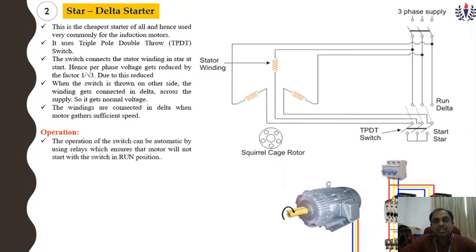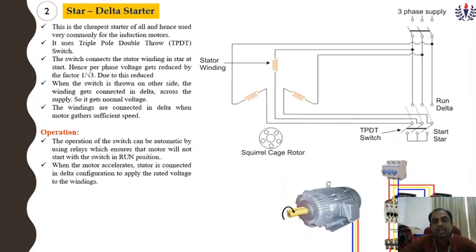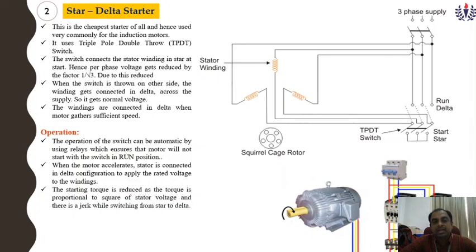Operation. The operation of the switch can be automatic by using relay contacts, which ensure the motor will not start with the switch in run position. When the motor accelerates, the stator is connected in delta configuration to apply the rated voltage to the winding. The starting torque is reduced as the torque is proportional to the square of the stator voltage, and there is a jerk while switching from star to delta.